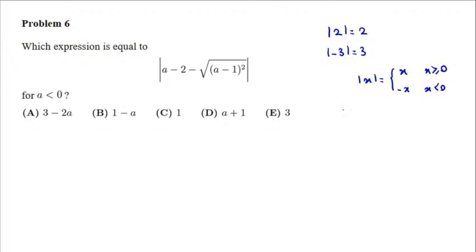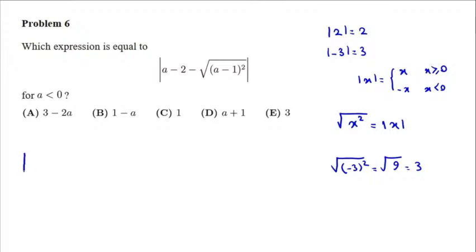And let me tell you another thing. What is the square root of x squared? Someone says it is x. But consider negative 3 squared: it is 9, and the square root of 9 is 3. So it is not negative 3, and you should say the absolute value of x. By knowing these two things, we want to solve this problem.